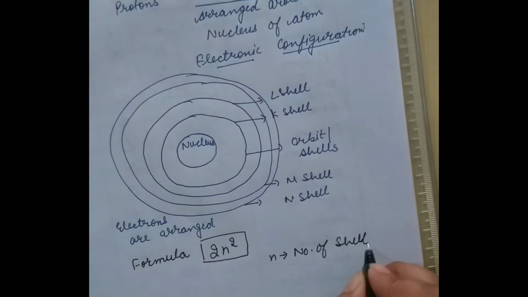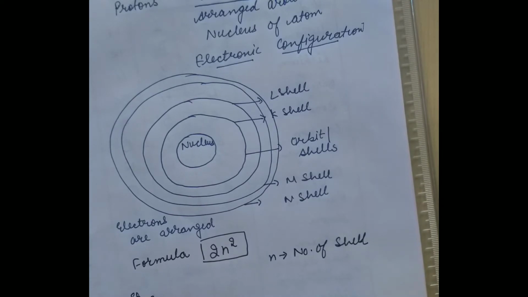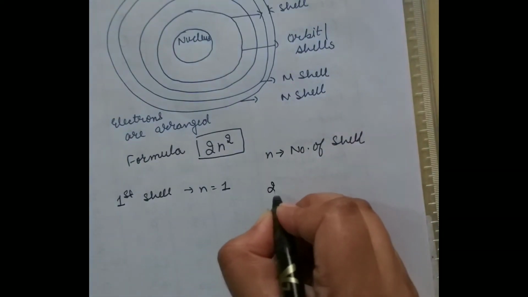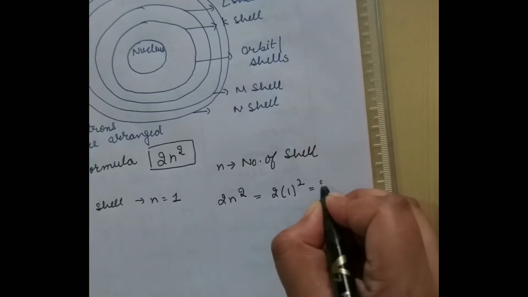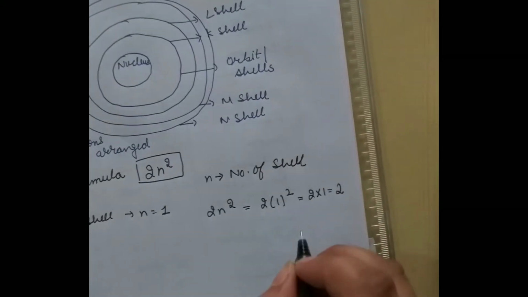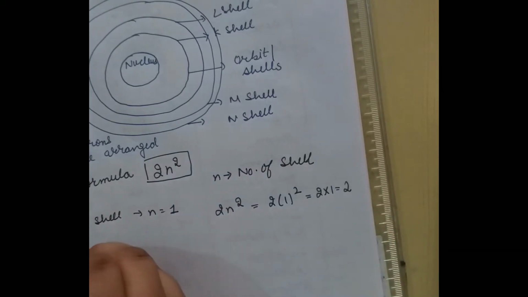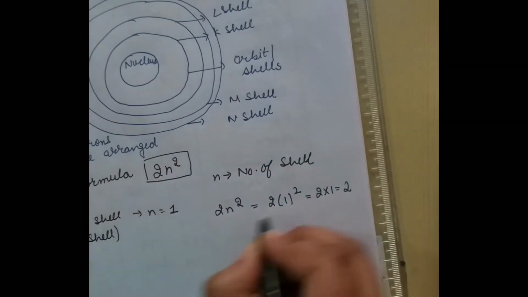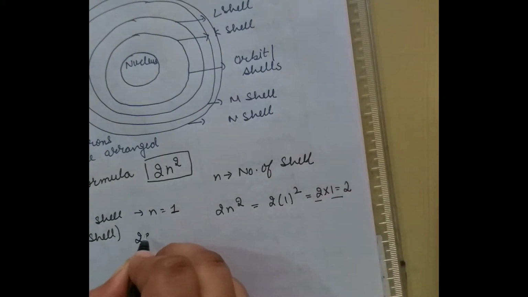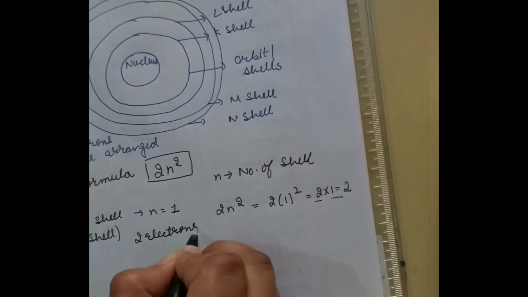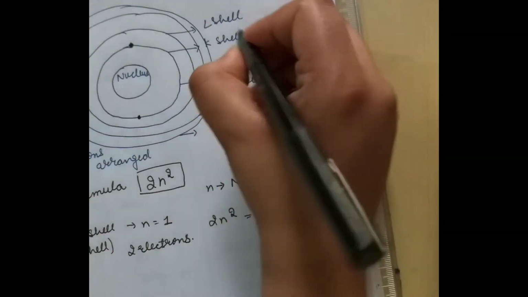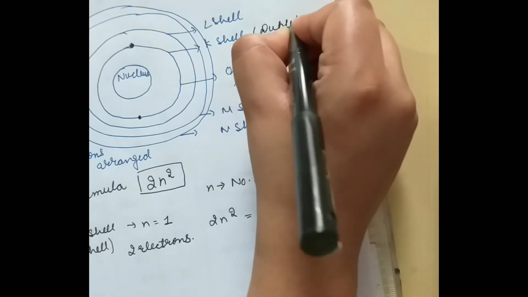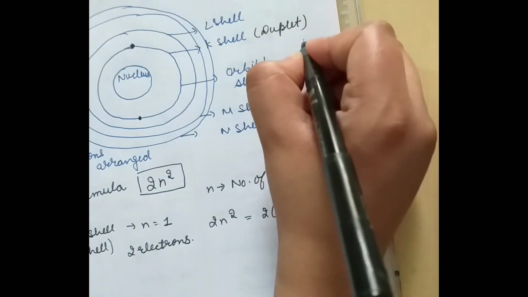If we talk about the first shell, n will be equal to 1. According to this formula, 2n square is 2 into 1 square, that is 2. So in the first shell, that means the K shell, we can arrange only 2 electrons, and this K shell is called a duplet.